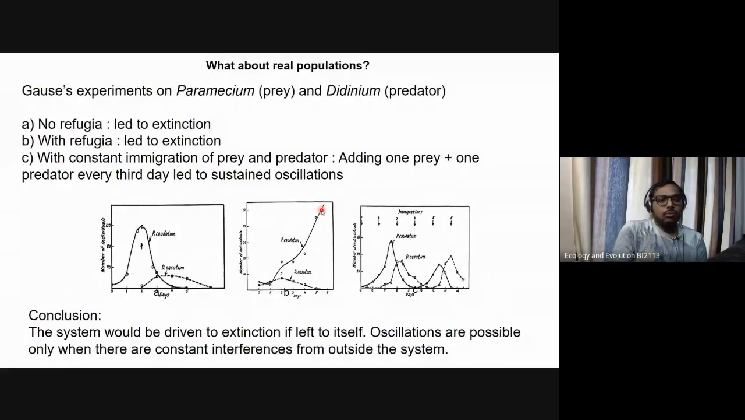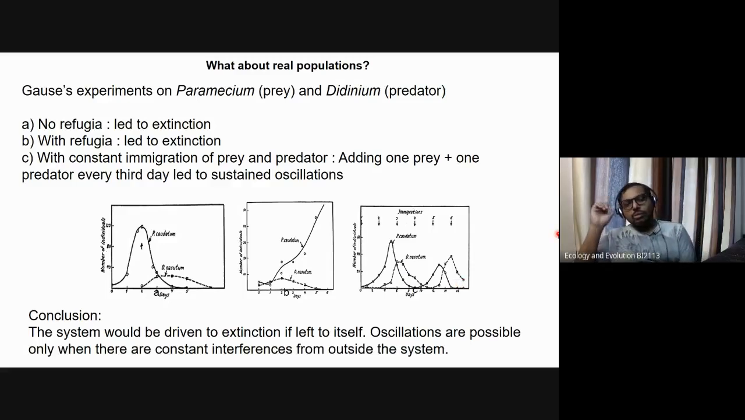So Gause was a very determined man. He kept on doing all kinds of experiments. And finally, the one experiment that was able to lead to sustained oscillations in prey and predator numbers was the one in which every third day he added one prey and one predator from outside. Okay, so this is the only thing which led to these kinds of stable oscillations.